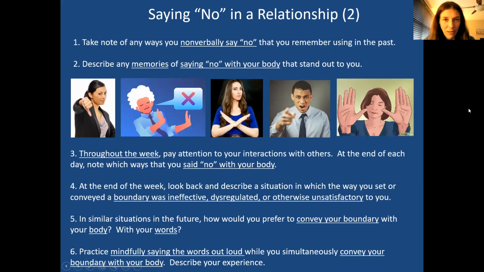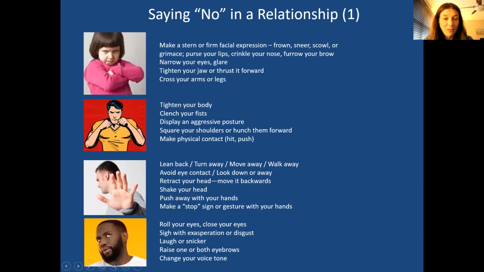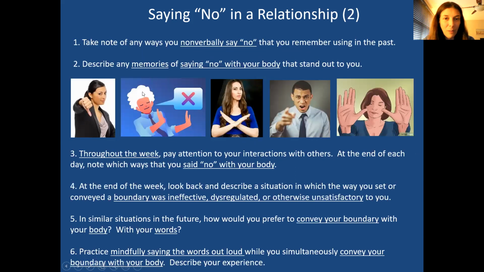Okay, so now we're gonna try this out. So first, take note of any ways you non-verbally say no that you remember using in the past. So where have you actually done these before? Can you think of a time where you believe you did at least a couple of these, all right? So describe any memories of saying no with your body that stand out to you, okay? So kind of write that down if you want, if you're journaling about this stuff. Then we're gonna bring it forward into our life this next week.